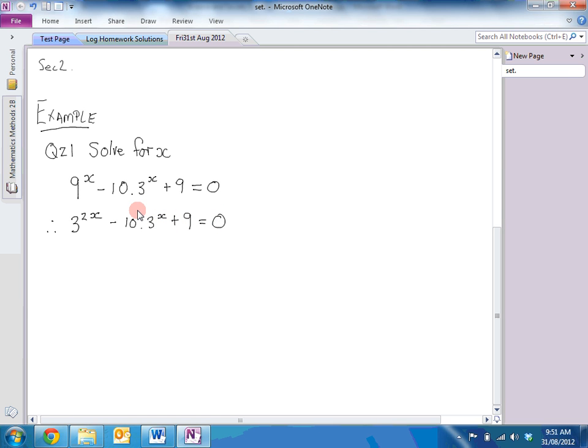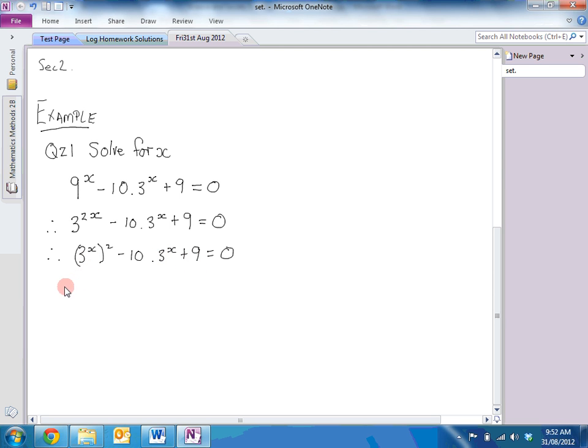Can anyone see what's going on with the logs that we're looking at here? I'm going to rewrite this in another way. If I've got that as 9 to the x, can I write it like this? 3 to the x squared minus 10 by 3 to the x plus 9 equals 0. Can anyone see the quadratic that we're starting to see there? Here we have a term squared, here we just have that term, and here we have our constant value.